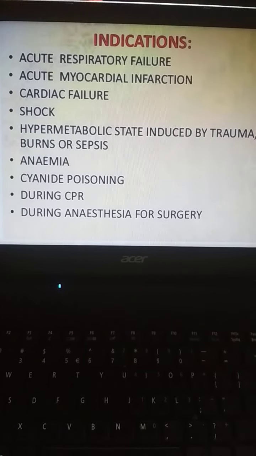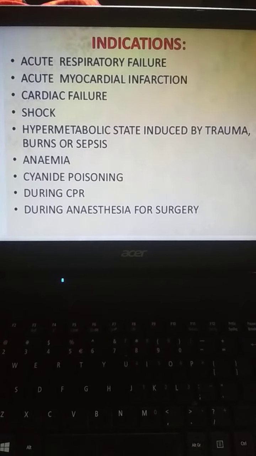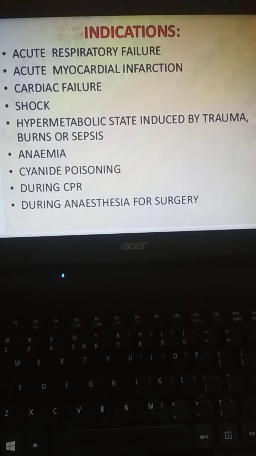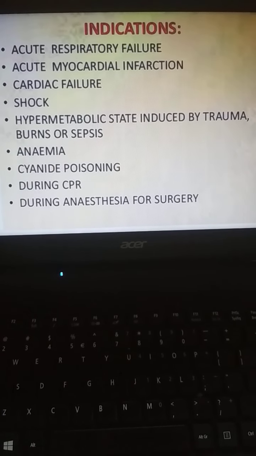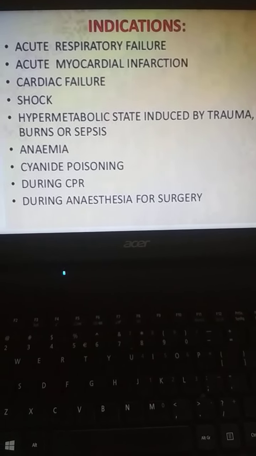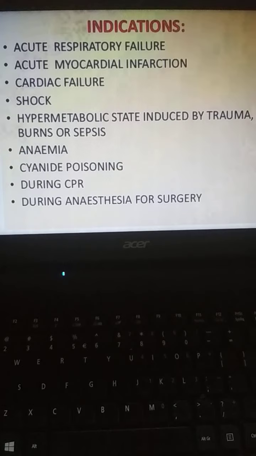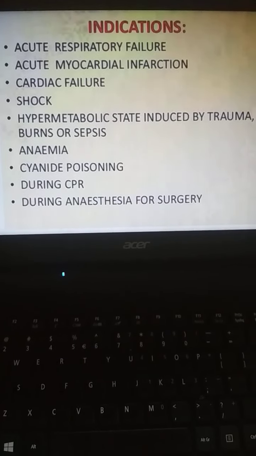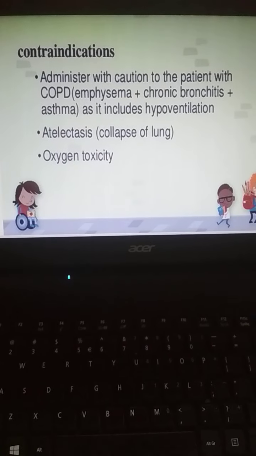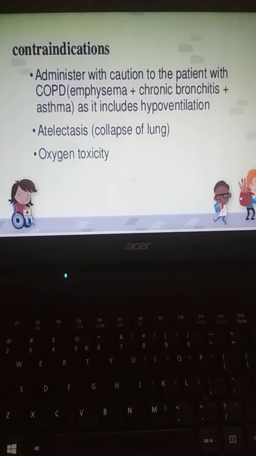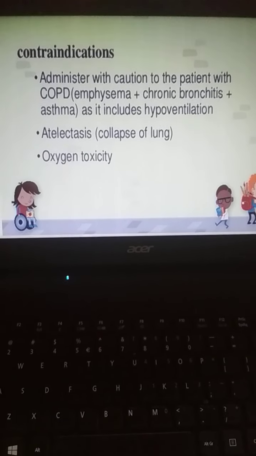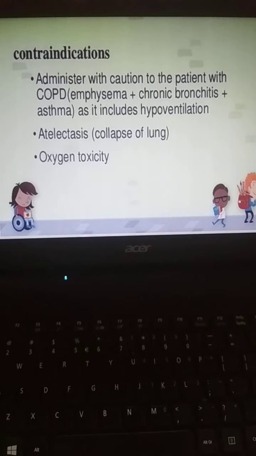Indications for oxygen administration are acute respiratory failure, acute myocardial infarction, cardiac failure, shock, hypermetabolic state induced by trauma, burns, or sepsis, anemia, cyanide poisoning, and during CPR. Oxygen is used during anesthesia for surgery. Then comes contraindications. Administer with caution to the patient with COPD, atelectasis, that is collapse of lungs, and oxygen toxicity.